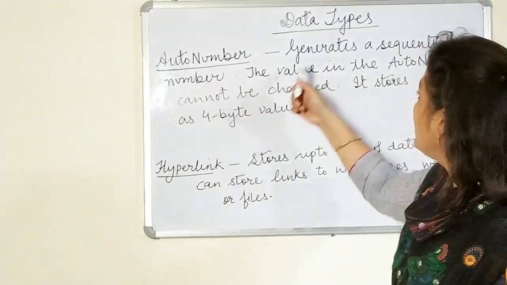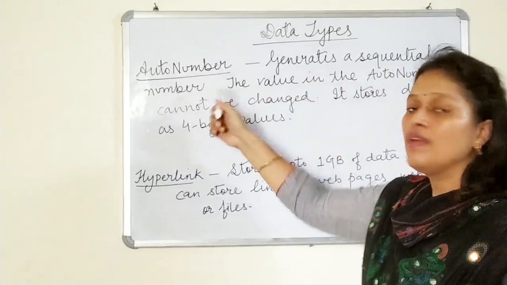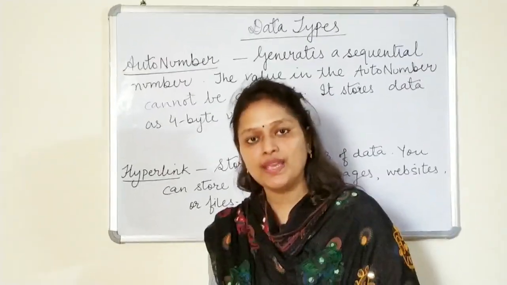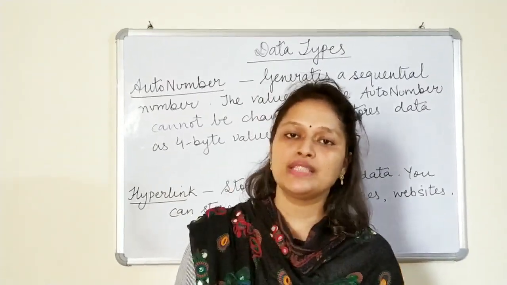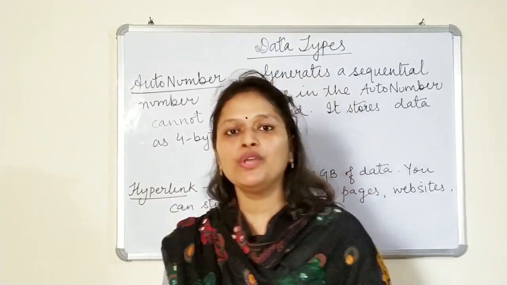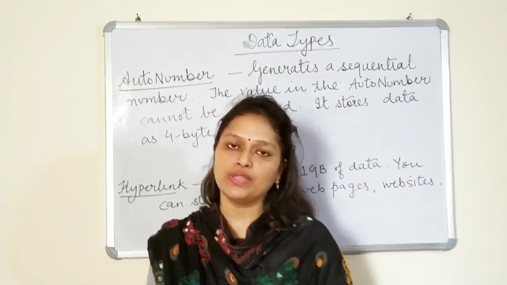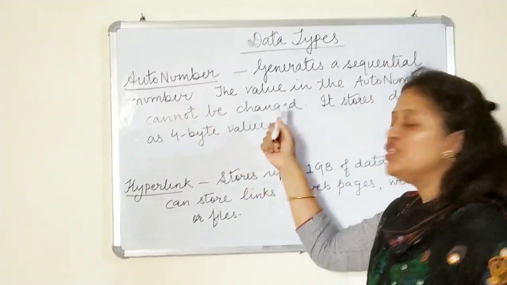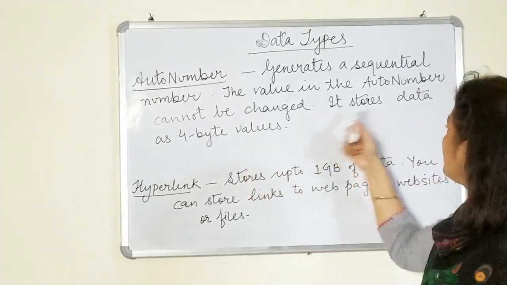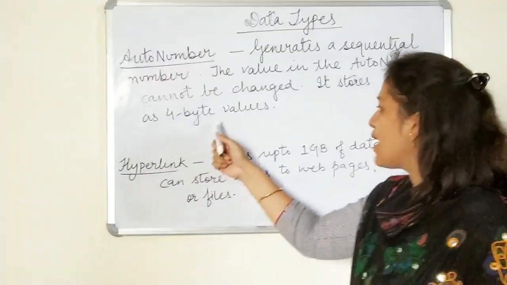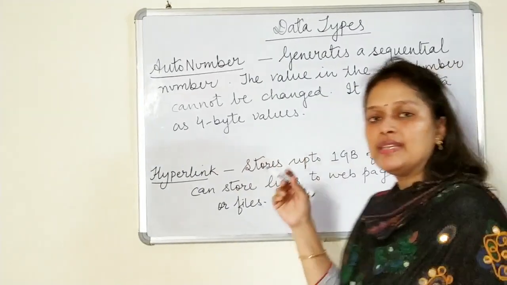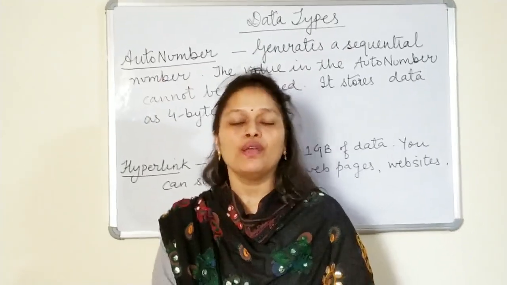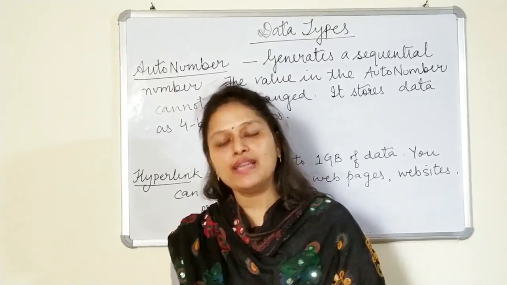Auto number generates a sequential number whenever a new record is added to a table. What I am saying is, auto number generates a sequential number whenever you enter a new record to the table. The value in the auto number cannot be changed. It stores data as 4-byte values, and this auto number field is generally used as a primary key. We will discuss primary key in the next topic.